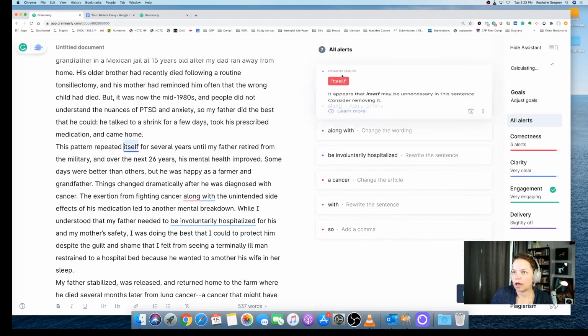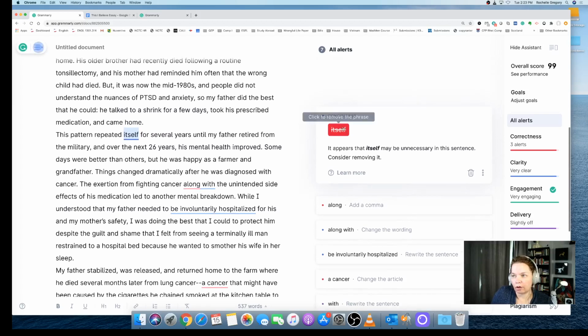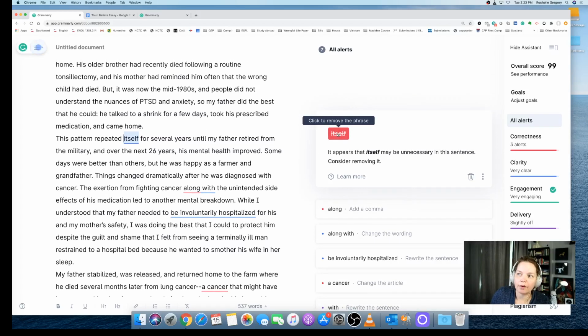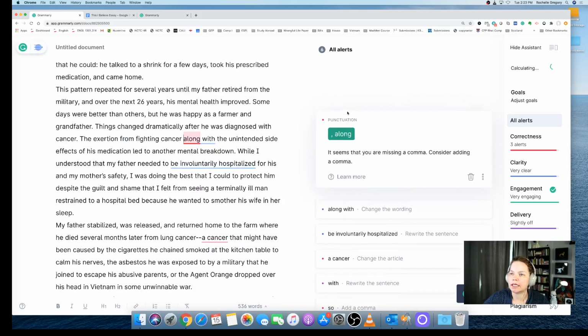It's saying here at this next one that my paper could be more concise by cutting out excess words. So it's saying the word itself is probably unnecessary here in the context of the sentence. So this pattern repeated itself for several years. All right, so if I were to take that word out, this pattern repeated for several years. Both of those are correct. It's not wrong. It's just saying that maybe it could be more concise. Do I agree with it? I could see how it could be cut to make it more concise. I could see that.